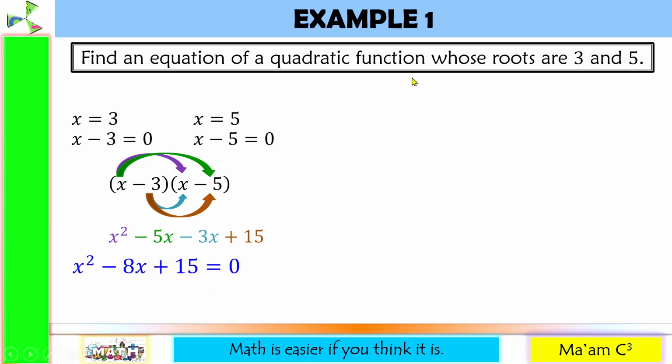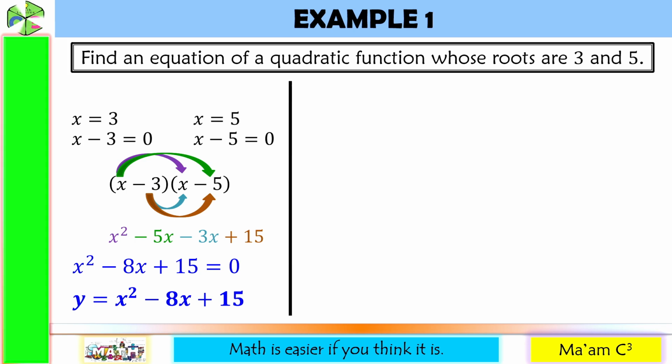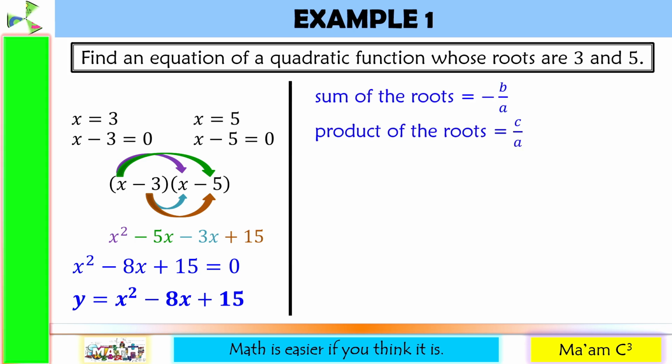If I want a function, I'll replace the 0 here with y. So I have y is equal to x squared minus 8x plus 15. Now, there is another way of solving this. Do you still remember our lesson on sum and product of the roots? I'm going to use them now.